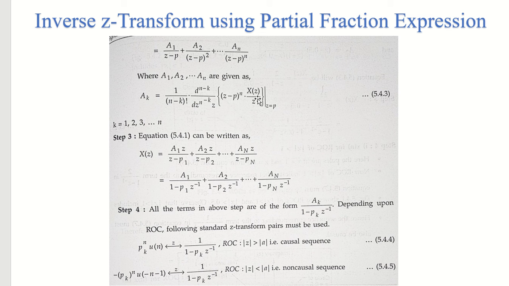Then for the non-causal case, if you have a non-causal sequence, then minus pk raised to n into u of minus n minus 1. The Z transform of this term will be 1 divided by 1 minus pk z inverse, right? So the Z transform for both of them will be equal, but the difference will be the ROC, right? The ROC will be |z| greater than a for one, and for the other term |z| less than a. So in the first one the ROC will be the whole plane except for one radius or circle, and in the second one the ROC will be only the part inside that circle.